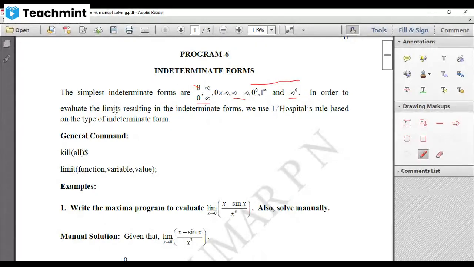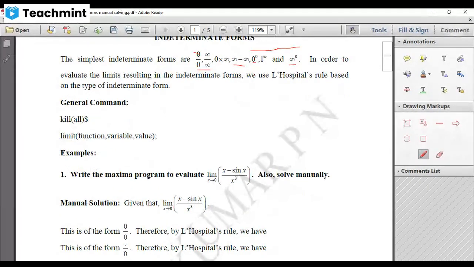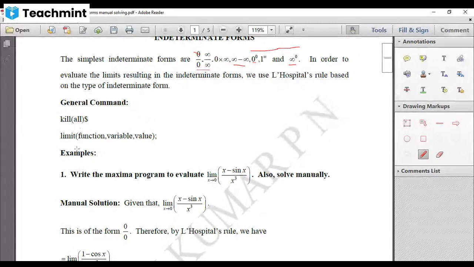Now, how to write Maxima code for this? The general command is very simple. As usual, we start with kill(all). That kills all the temporarily stored values or assigned values or assigned functions with the dollar sign. Then limit. Limit of what? Within this bracket, you write the function which you are evaluating, and with respect to which variable, and at which point you are evaluating the limit. So you need to write all these three separated by commas. That gives you the limit of the function which you are finding.